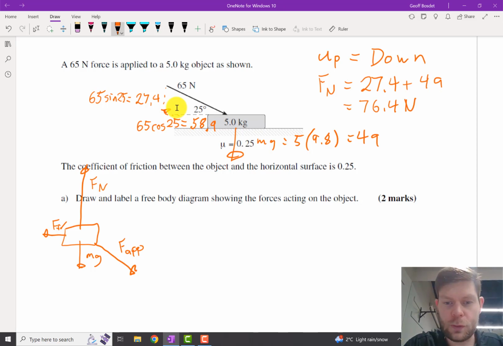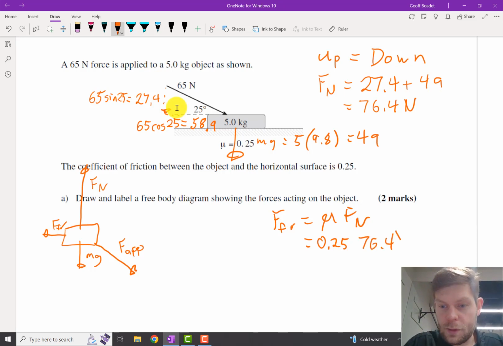We can apply it to our friction force formula, which is our step 2. Force of friction is equal to mu Fn. Mu is given to us, it's 0.25. And Fn is just 76.4. And that actually divides by 4 pretty nicely. So that would be 19.1, I believe, is our force of friction.